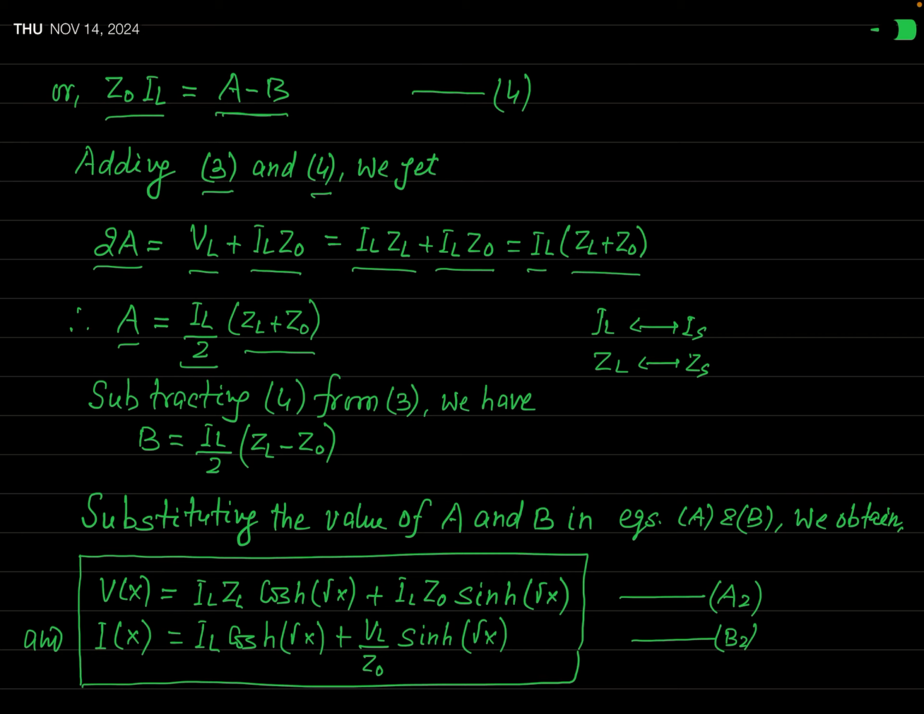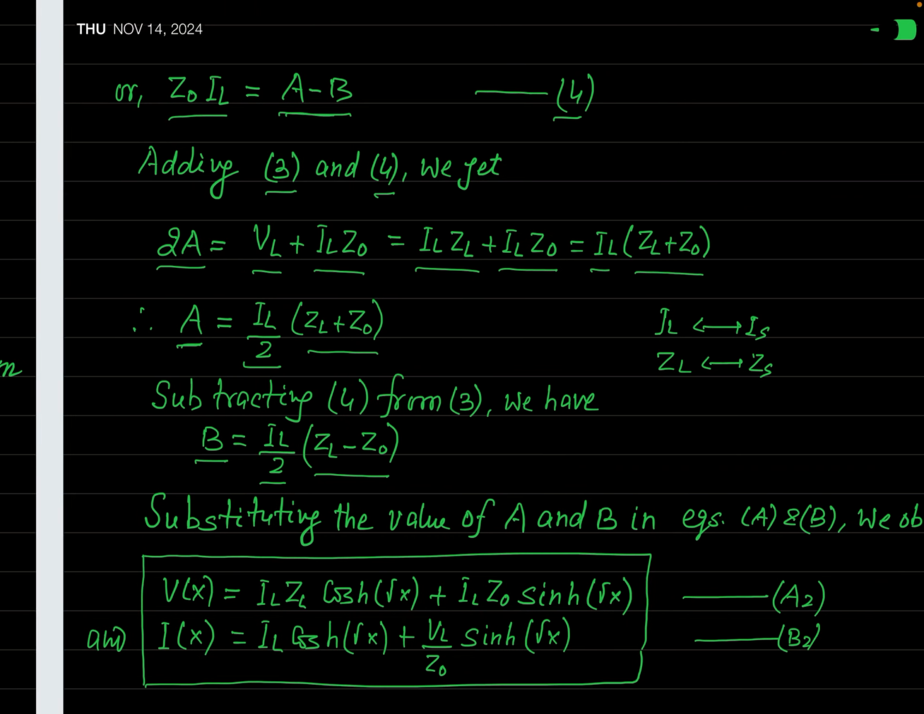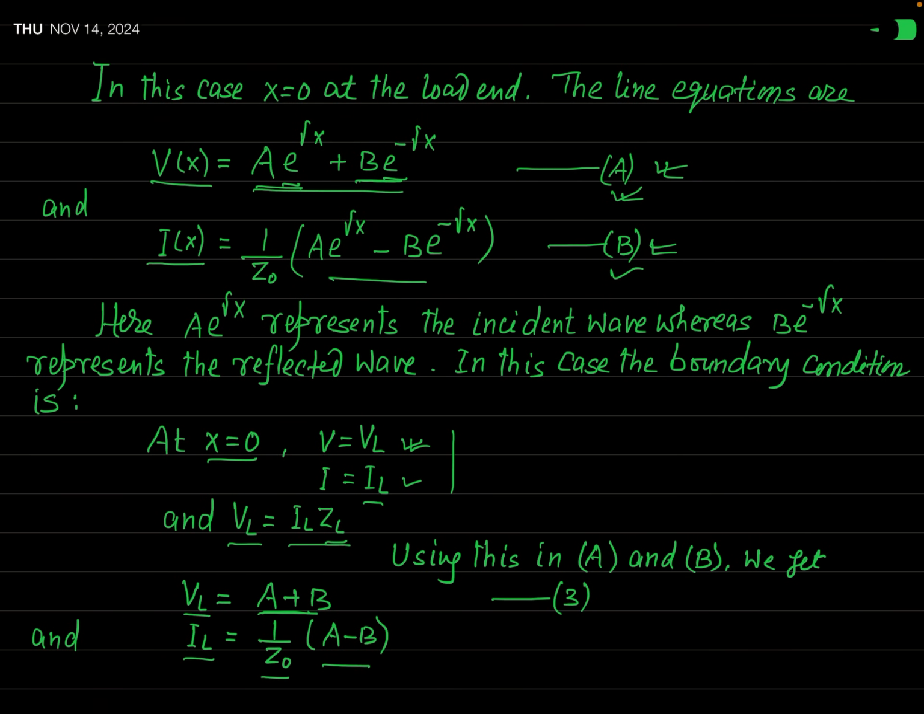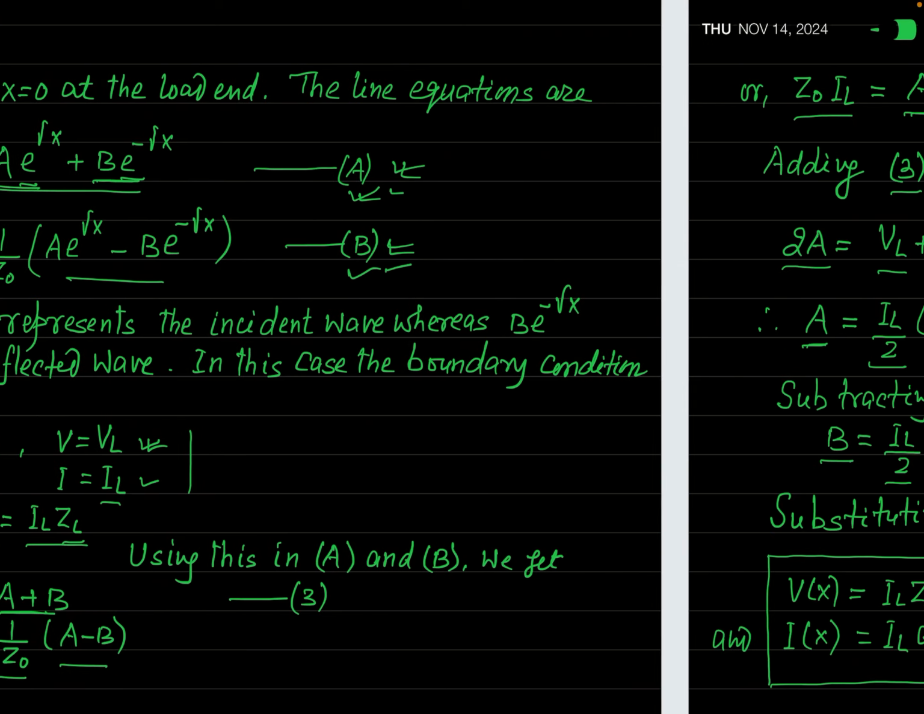So in a similar manner, when you subtract equation 4 from 3, you will get the value of B, and that B will be equal to IL over 2 times (ZL minus Z naught). Now again we will substitute the values of A and B in these equations, and then you will get V and I.